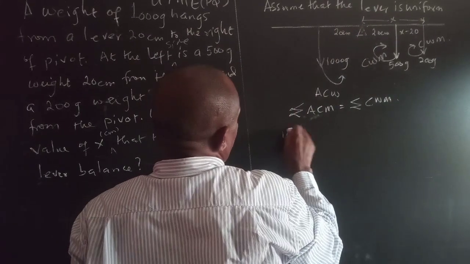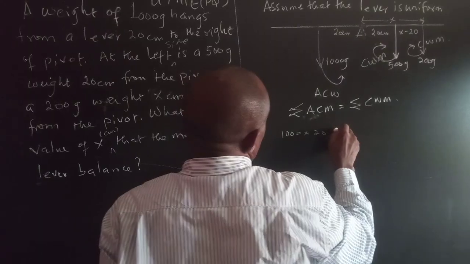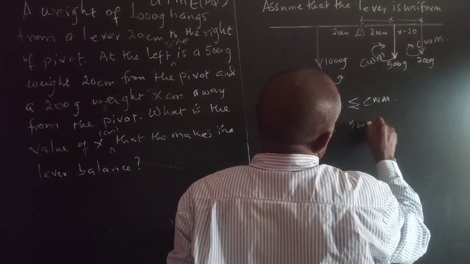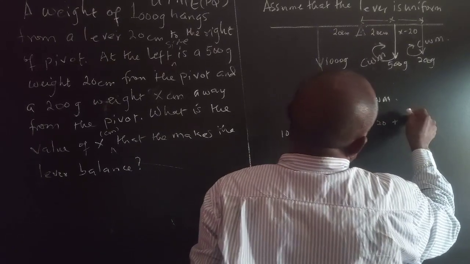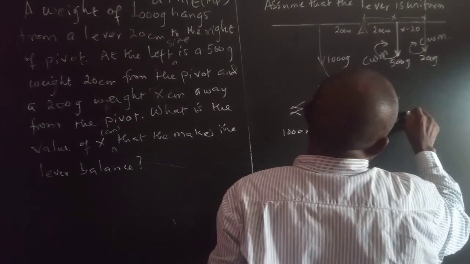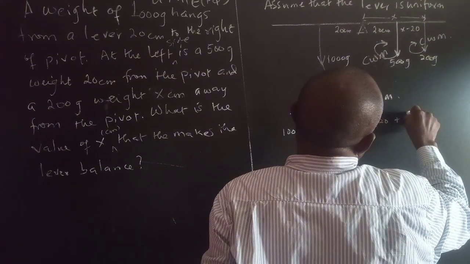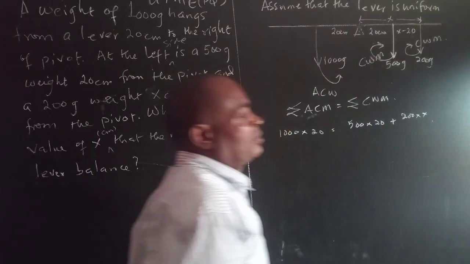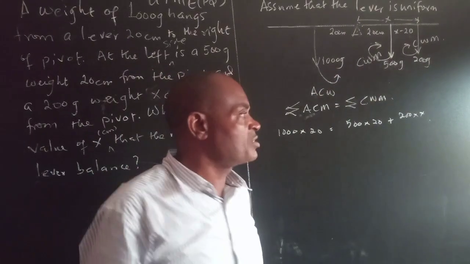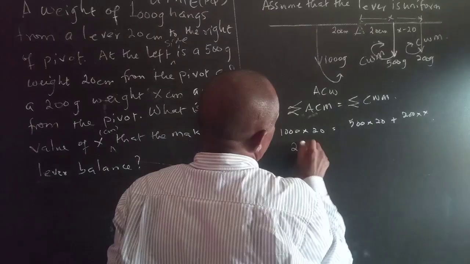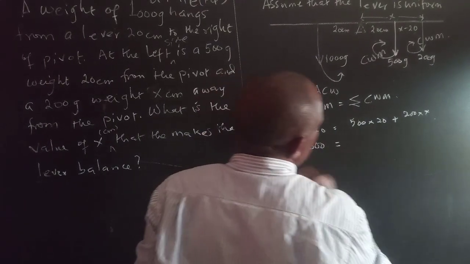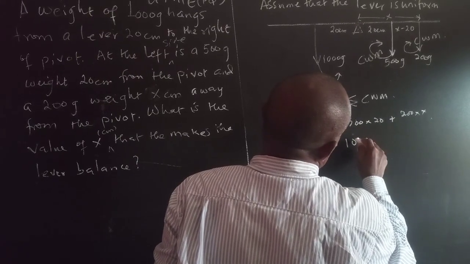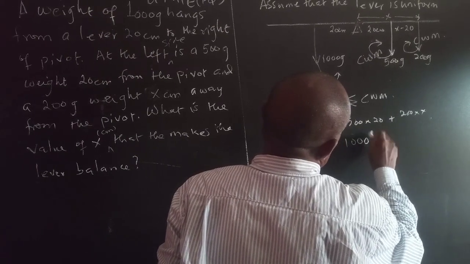So what we have is 1000 times 20 equals 500 times 20 plus 200 times x. If we do this multiplication, this is going to give us 20,000. And if we do this, it is going to give us 10,000. Then we have 200 times x.